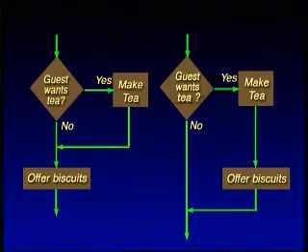Look at the right-hand side algorithm shown in the form of a flowchart. Here the diamond asks a question, guest wants tea, and if the guest wants tea, you are making tea, you are offering tea and also offering biscuits, and then the arrow is joining the main flowchart, which essentially means that if the guest does not want tea, the guest does not also get biscuits.